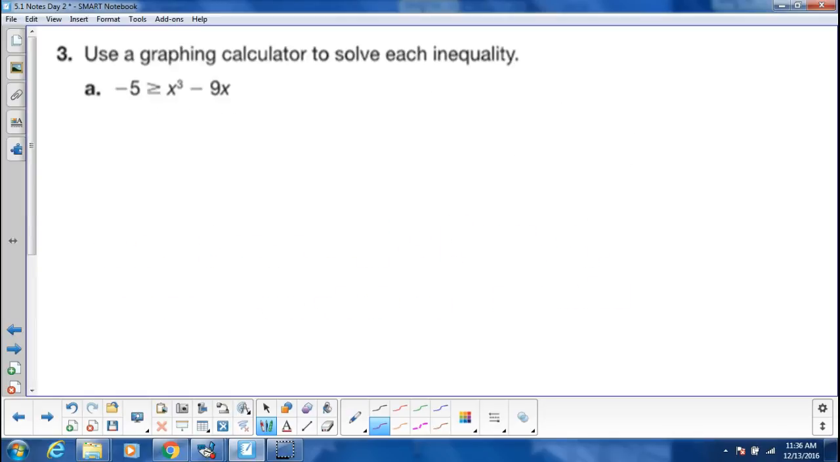Number 3, I want to say, is on page 413. We're going to do part A. If you want to use a graphing calculator, you can use a graphing calculator. If you want to do it Kaylee's way, you can do it Kaylee's way. But I want you to solve number 3.